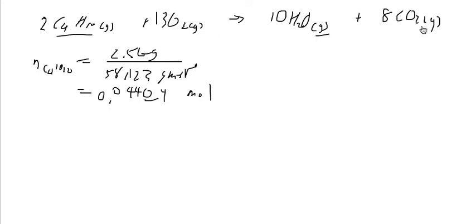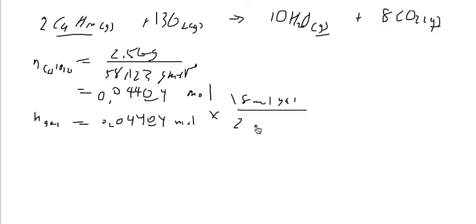And we want to find the number of moles of gas. So these are both in a gaseous state. So if you want to find the number of moles of gas, we're going to have 0.04404 moles times 18 moles of gas divided by 2 moles of C4H10, so times 9. So we're given 0.3964 moles.